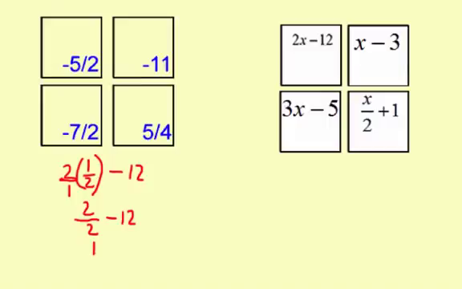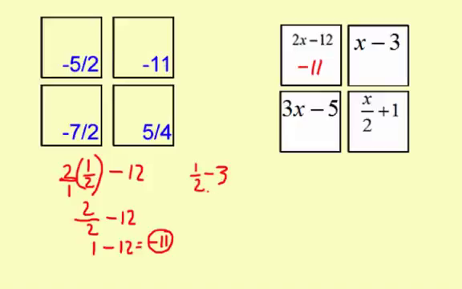2 over 2 is 1, so it's going to be 1 minus 12, which is going to be equal to negative 11. So we're going to have negative 11 for this one. For the next example, x minus 3, substitute in a 1/2, it's going to be 1/2 minus 3.